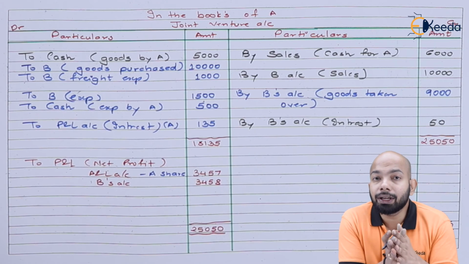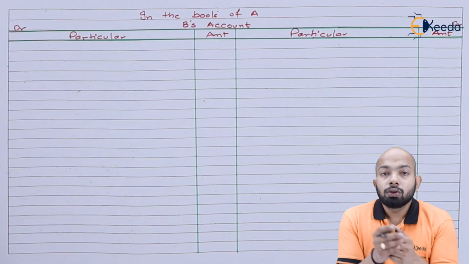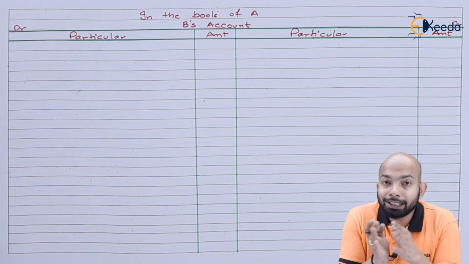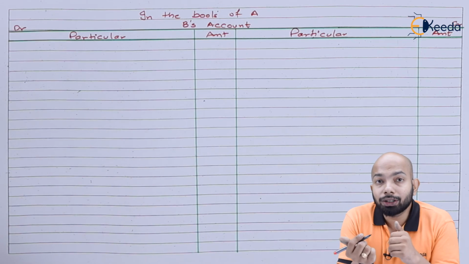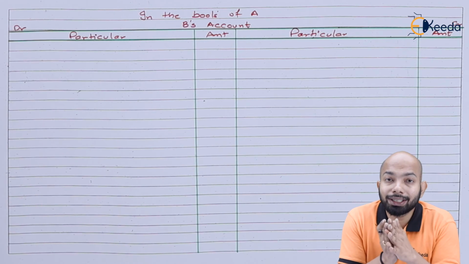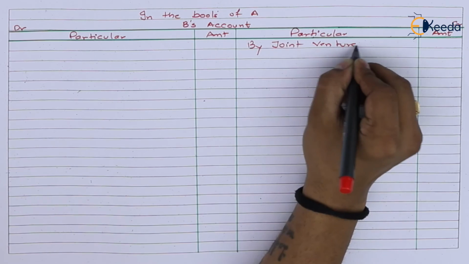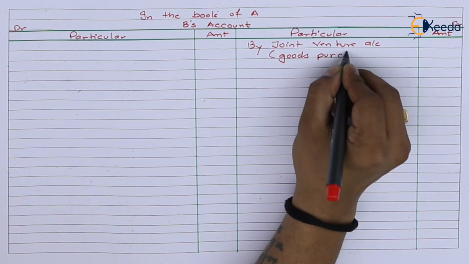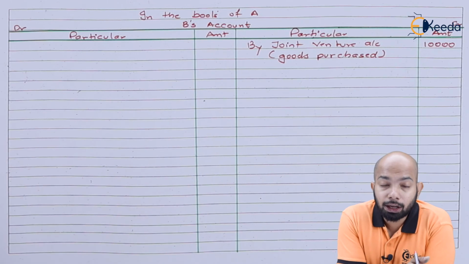Now let's go ahead and prepare the co-venture account. Here that will be B's account. So when it comes to B's account, all the entries will be reversed here. Whatever transaction is done, all the expenses will be mentioned on the credit side and income will be mentioned accordingly there. So let's mention the first expense done by him. That means goods purchased on credit. So the first entry has been made for 10,000 rupees.